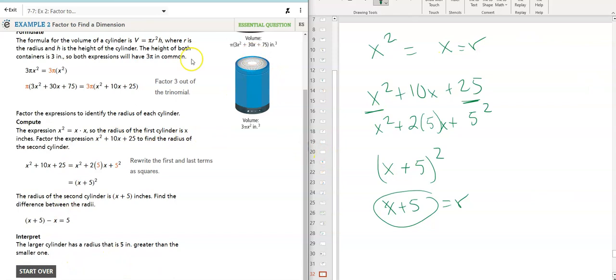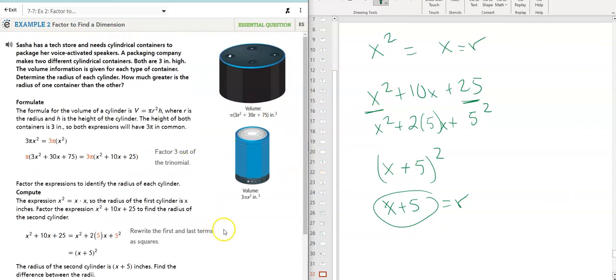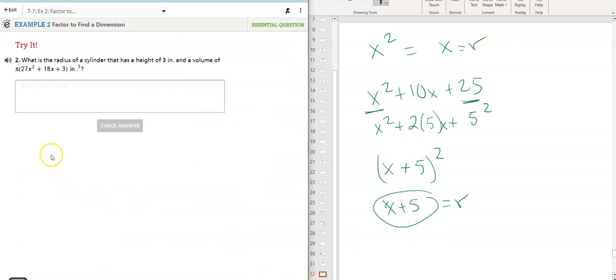This is just a way that we can use this information in these perfect squares to do it a little bit faster. It looks super complicated, but once you factor it out, it ended up being pretty simple. So what I want you to do is answer this question. What is the radius of a cylinder that has the height of 3 inches and a volume of, and it gives you the volume right there. So what is the radius of this cylinder using the information from the last one?